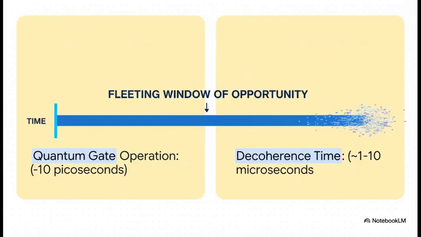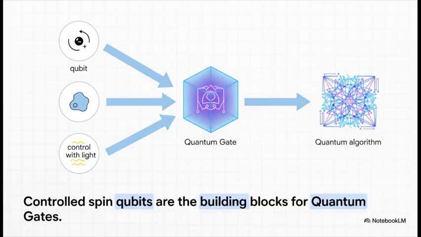And this really puts the challenge into perspective. Look at these timescales. It's a race against the clock, and the clock is insanely fast. Performing one of our quantum gate operations, flipping a spin with our laser, takes about 10 picoseconds. But the decoherence time, the amount of time we have before the environment destroys everything, is only about 1 to 10 microseconds. So we have this tiny fleeting window of opportunity to get our entire calculation done before the quantum state just vanishes.